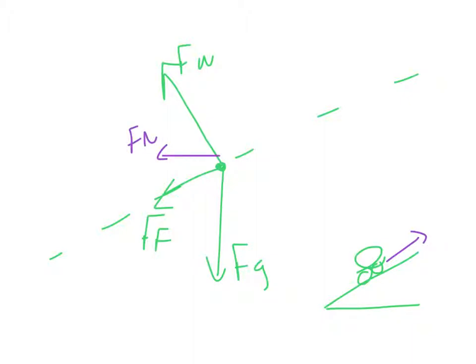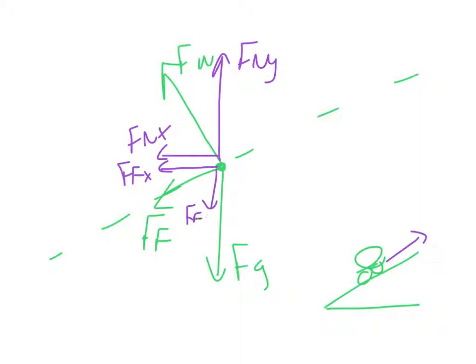So Fnx, Fny, Ffx, and Ffy. This angle is theta, that angle is phi. These two lines should be the same line, but just for the sake of space, I put those parallel to each other. Fg plus Ffy should equal my normal force in the y direction. So I have to shorten this a little bit.